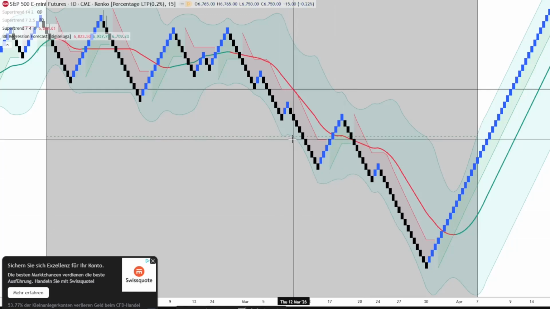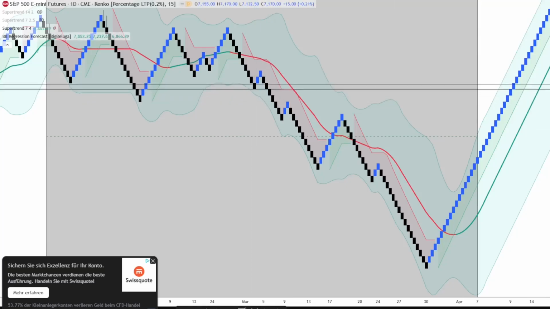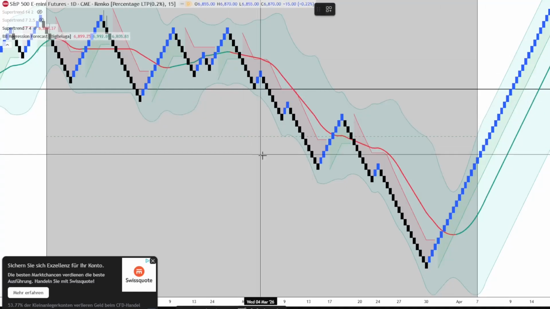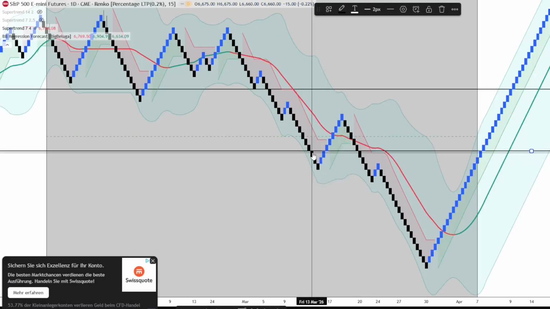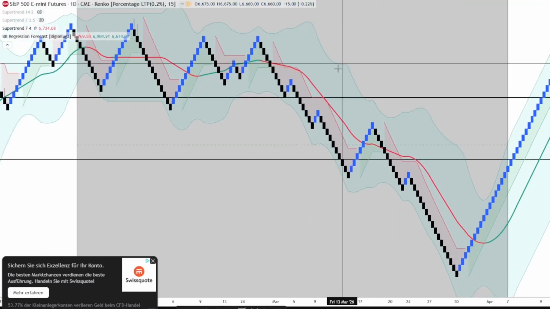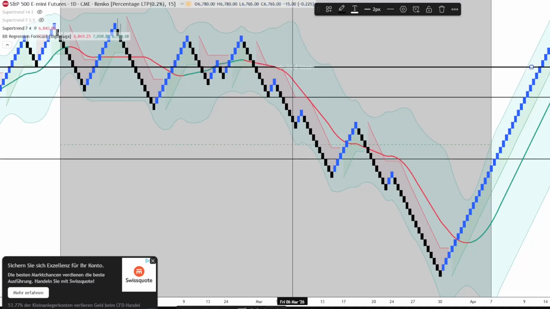Yeah. So 150 means we need to take 150 out of 6,825. So 6,825 minus 150 is 6,675. That means our take profit is going to be at 6,675. This is our take profit. And for the stop loss, we're going to use the SuperTrend here, for example. So this is going to be our stop loss.